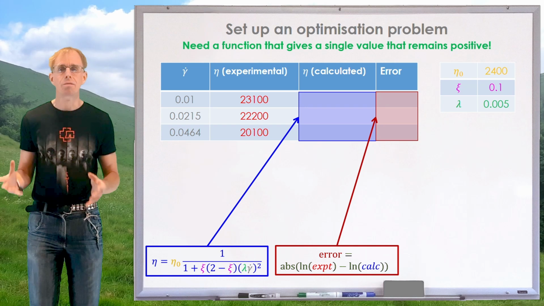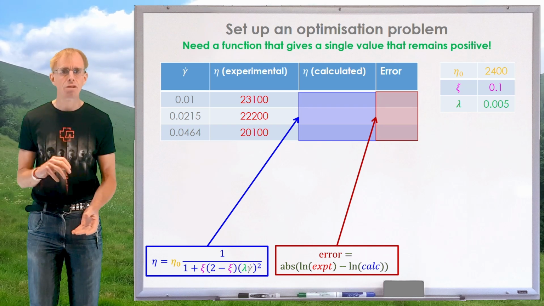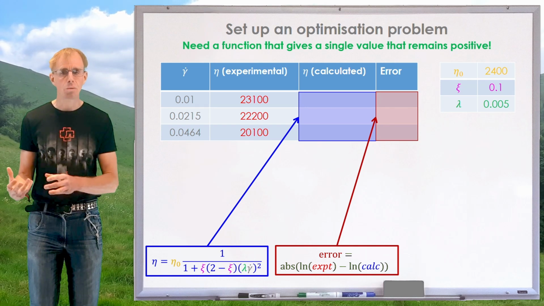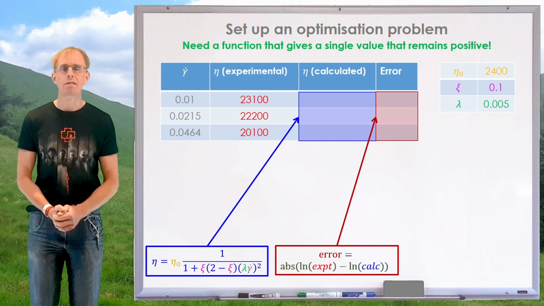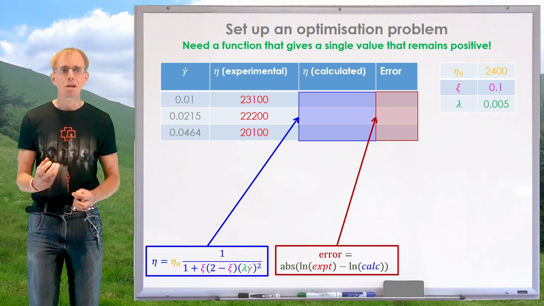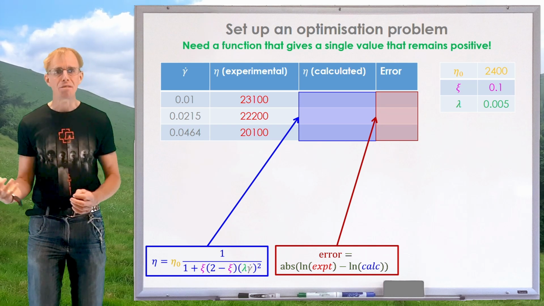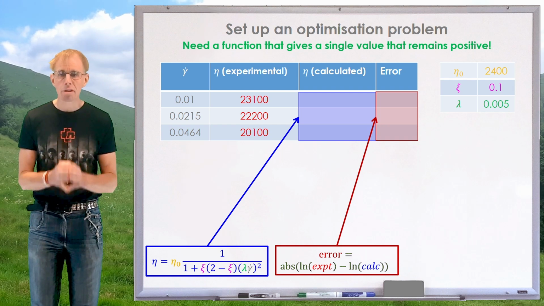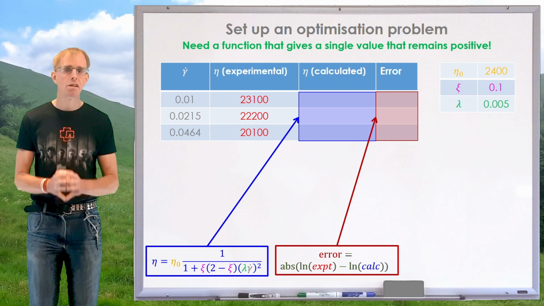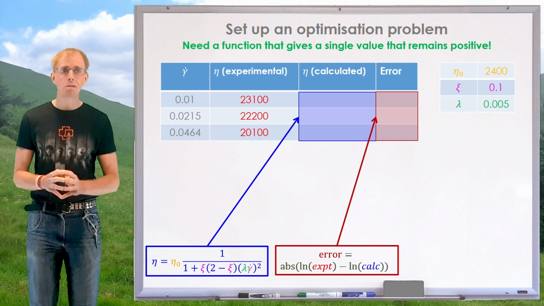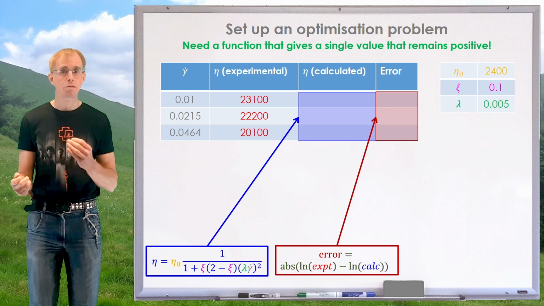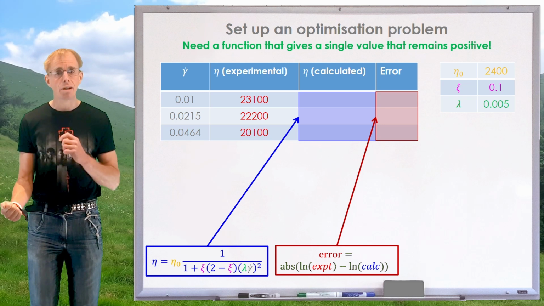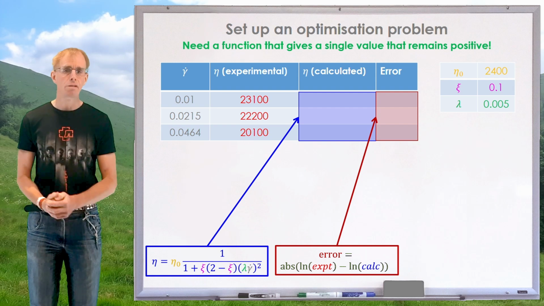And that doesn't mean that my calculated result and my experimental result are close to each other if that error is strongly negative. But the optimizer will try and find the most negative value because it's trying to find the smallest value. So I'm going to constrain my error to be greater than or equal to 0. And I could simply say it's the absolute value of the difference between the calculated value of the viscosity and the experimental value of the viscosity.